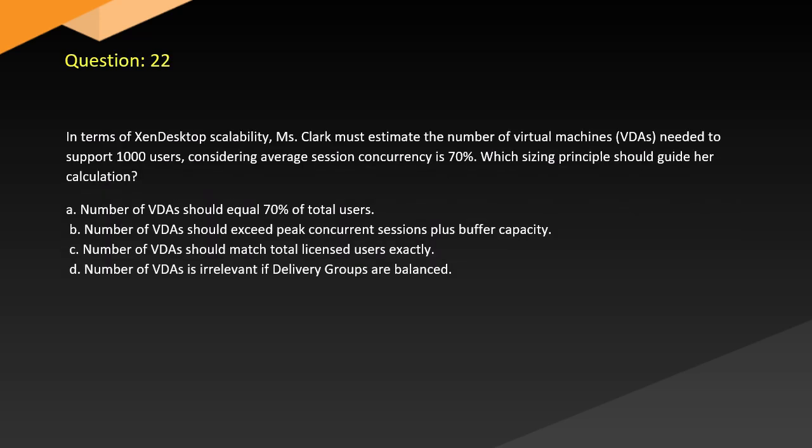Question 22. In terms of XenDesktop scalability, Clark must estimate the number of virtual machine VDAs needed to support 1000 users, considering average session concurrency is 70%. Which sizing principle should guide her calculation? A. Number of VDAs should equal 70% of total users. B. Number of VDAs should exceed peak concurrent sessions plus buffer capacity. C. Number of VDAs should match total licensed users exactly. D. Number of VDAs is irrelevant if delivery groups are balanced.